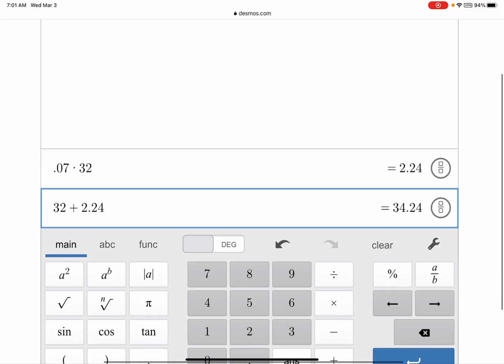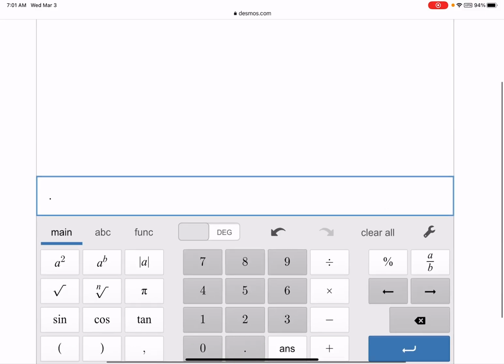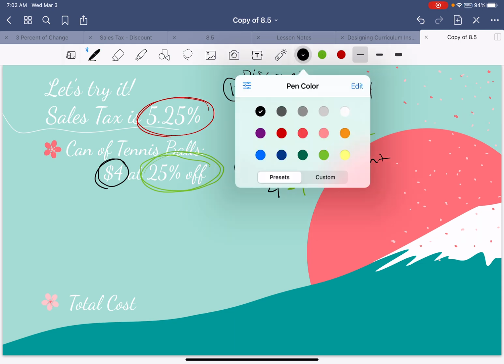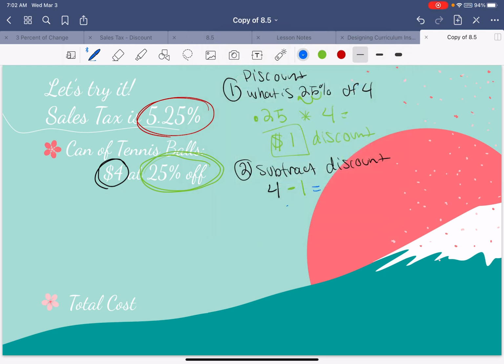So we'll come to our calculator. 0.25 times 4, and we get 1. So that means the new cost of the discount for our tennis balls is $1, not our new cost, okay? This is the discount. So step 2 is to subtract the discount. So we're going to take our original price of $4, and we're going to subtract our discount of 1. And 4 minus 1 is 3. So $3. This right here is our new price. This is how much we have to pay now.